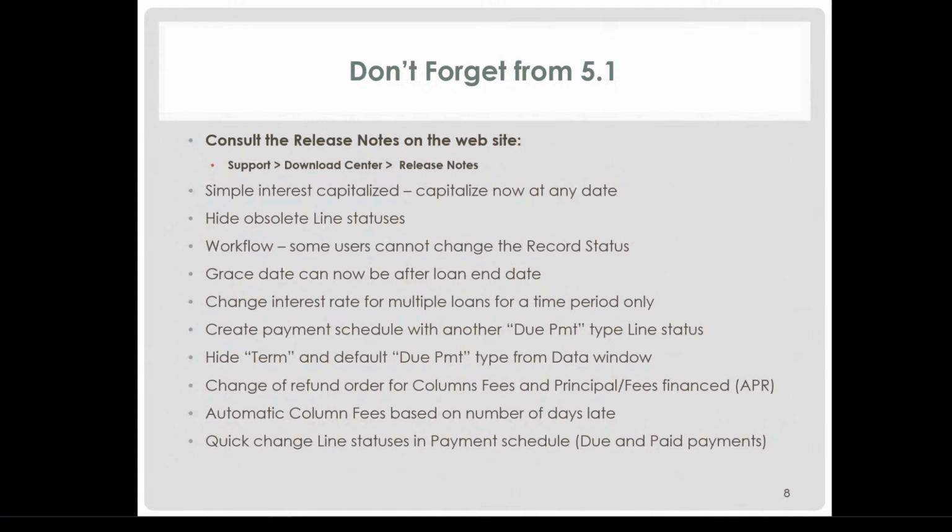There's now a way with the Control-Alt-Shift-F12 to change the line statuses in the payment schedule for due and paid line statuses in bulk. So it's quite quick if you want to change very easily. Again, with F2, you can see all the shortcuts.